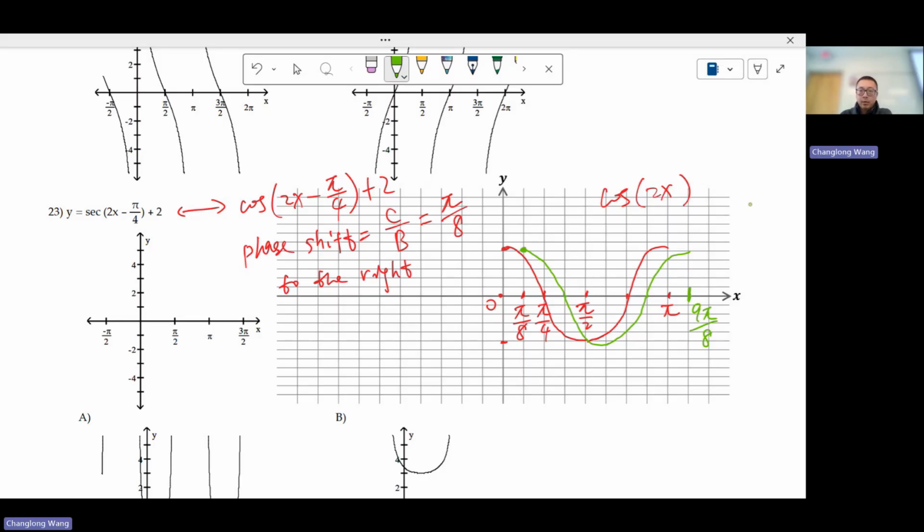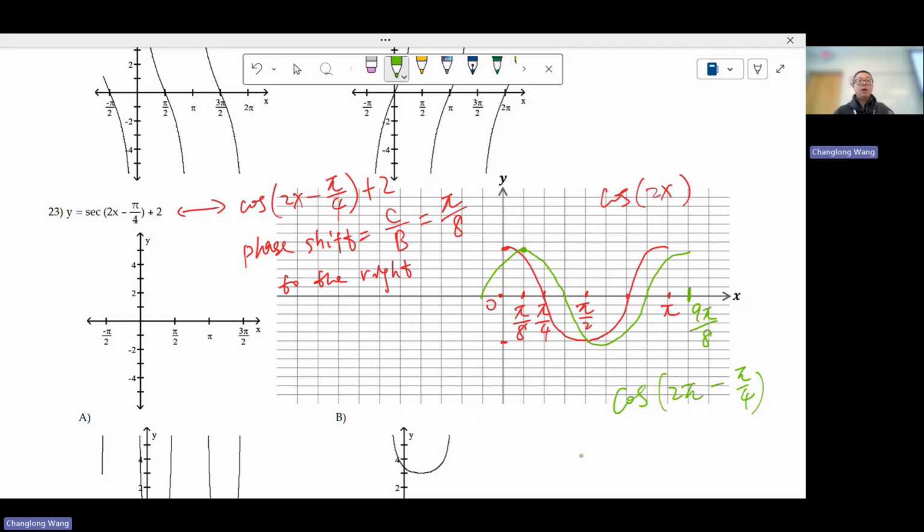Okay? So the green curve is, let me complete this. Okay, so the green curve is cosine of 2 pi minus pi over 4. Okay, and it's going to come down. You'll see why I have to show that it comes across the x at this point.